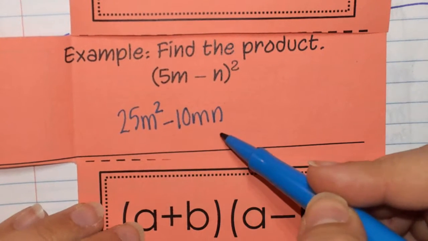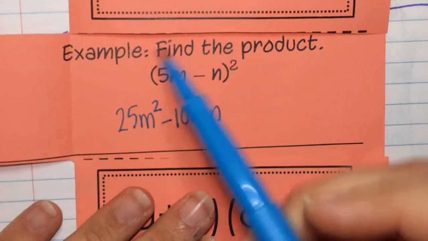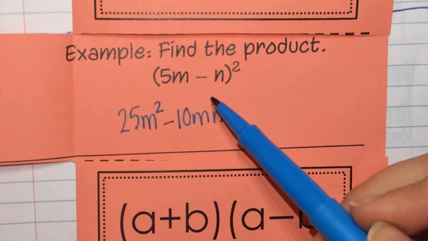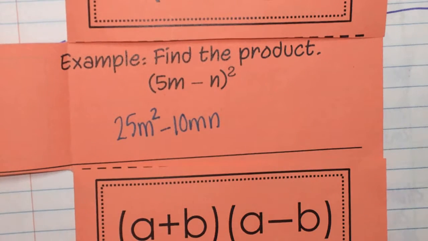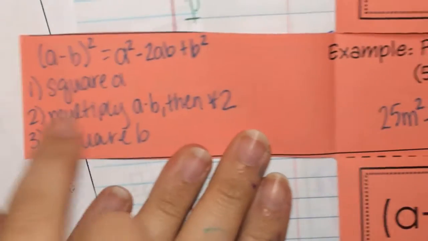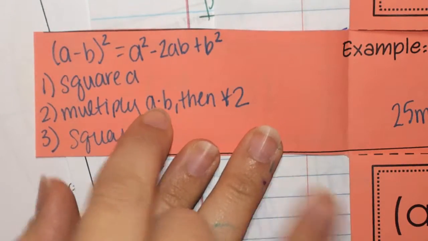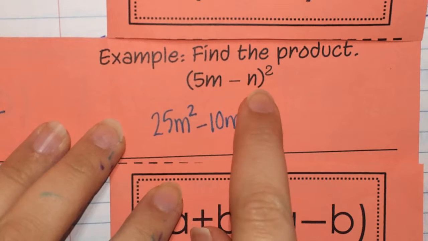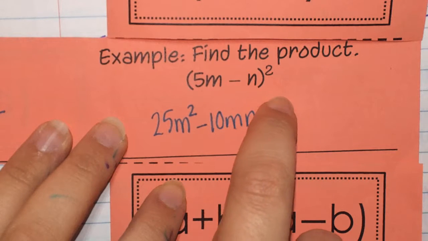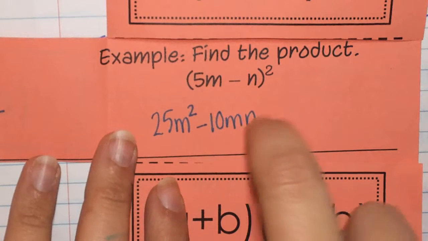Does everybody see where we got this? Okay, you do 5m times n. That gives you 5mn. Then you multiply it by 2. That gives you 10mn. Why are you multiplying 5 times n? Okay, the direction said to multiply a times b. This is our a, this is our b. We did 5m times n, you get 5mn, and then multiply it by 2, you get 10mn.